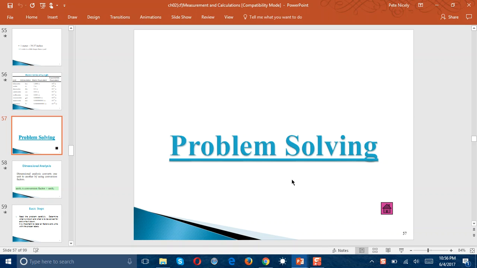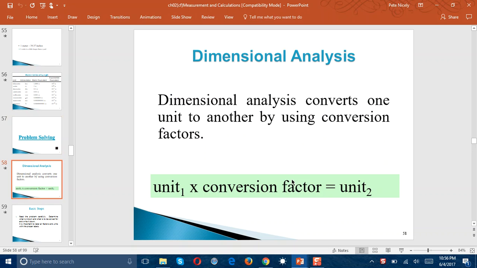So now we're going to get into some problem solving exercises. We're going to apply what we just learned with respect to the metric system and see how we can use it to solve the problem of converting from one unit to another. The process by which this is done, we call it dimensional analysis, all right?